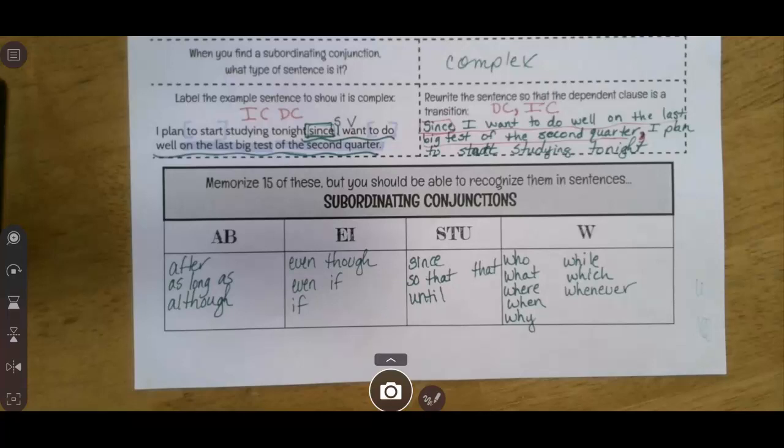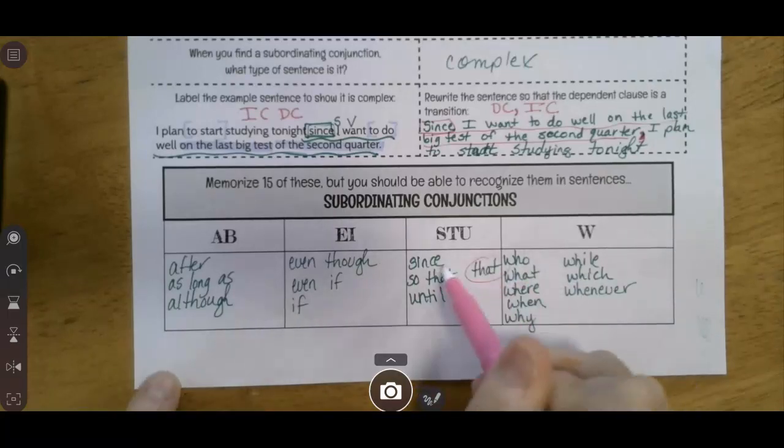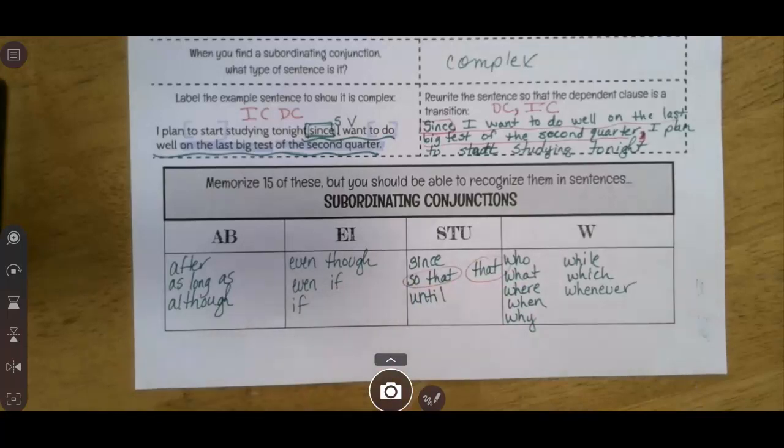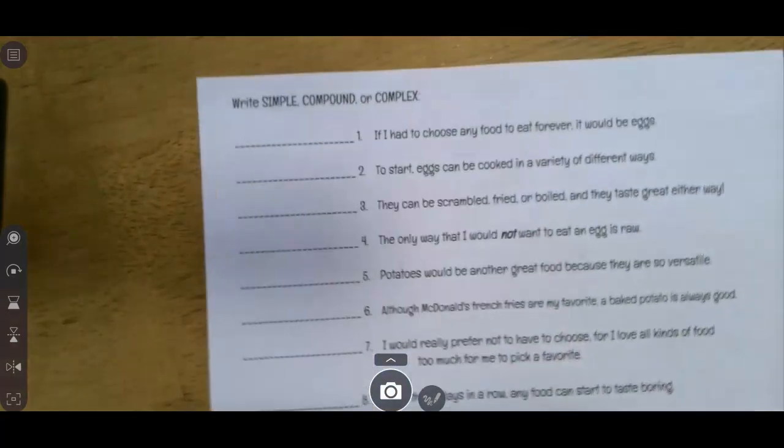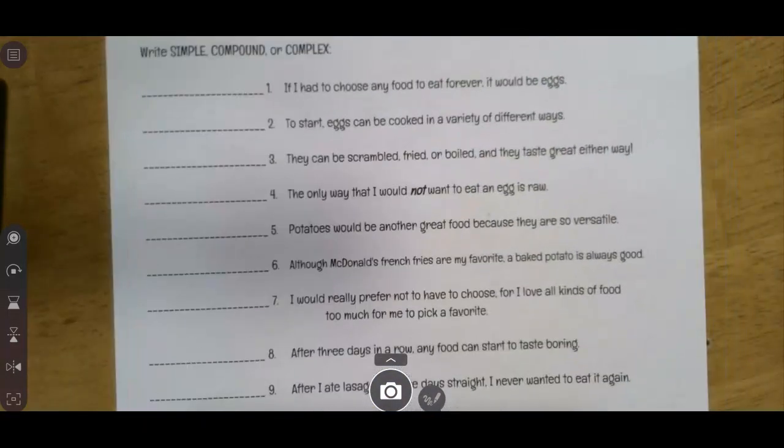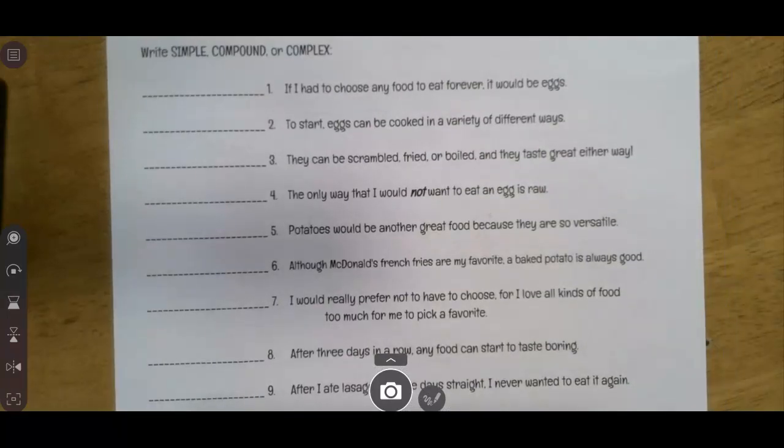You should have them written in your notebook, but make sure you know at least 15 of them. And focus on the ones that we see a lot: these WH words, that, so that, are prepositions that can also be conjunctions. So make sure you know those. Then on the back, you've got a little practice at identifying sentence types. So I'm just going to do the first three with you, and then you're going to go off on your own and do these. If you want me to check it before the test, you can bring it up during our work time.